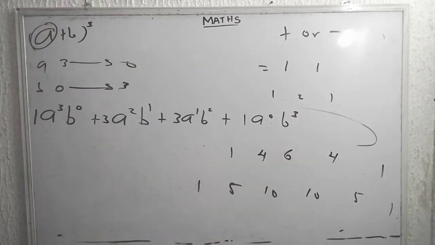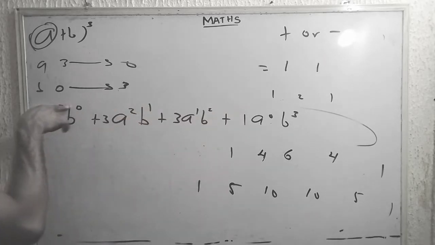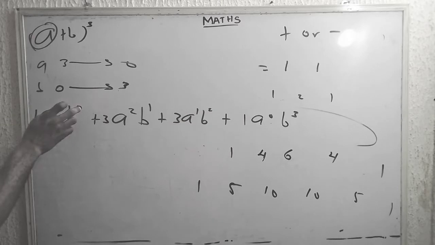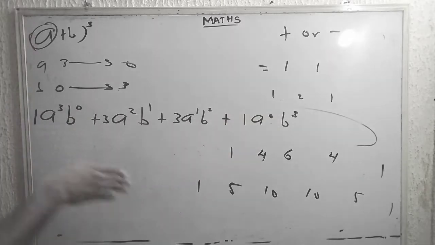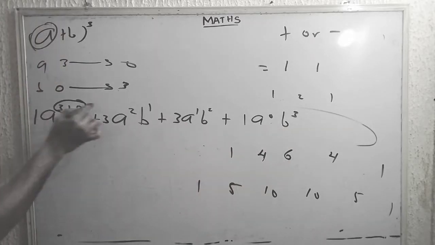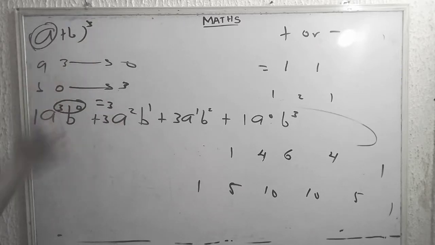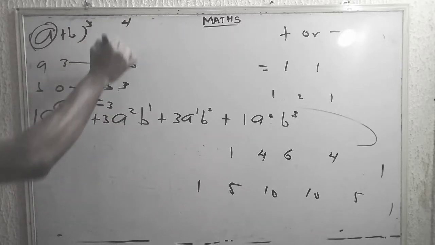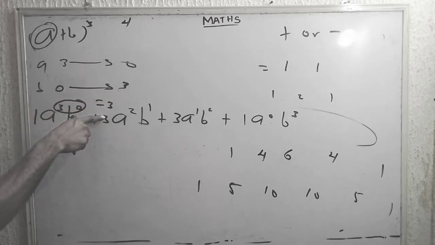Now, if you observe the powers, you notice that for a it is 3, 2, 1, and 0. That's from 3 to 0. Observe that for b it is 0, 1, 2, 3. It moves from 0 to 3. And these numbers are the coefficients that I picked there. In any case, if you want to know whether you're wrong, each time you add the powers, it must give you 3 because I'm expanding based on power 3. If it were power 4, anytime I add the powers, I must get 4.